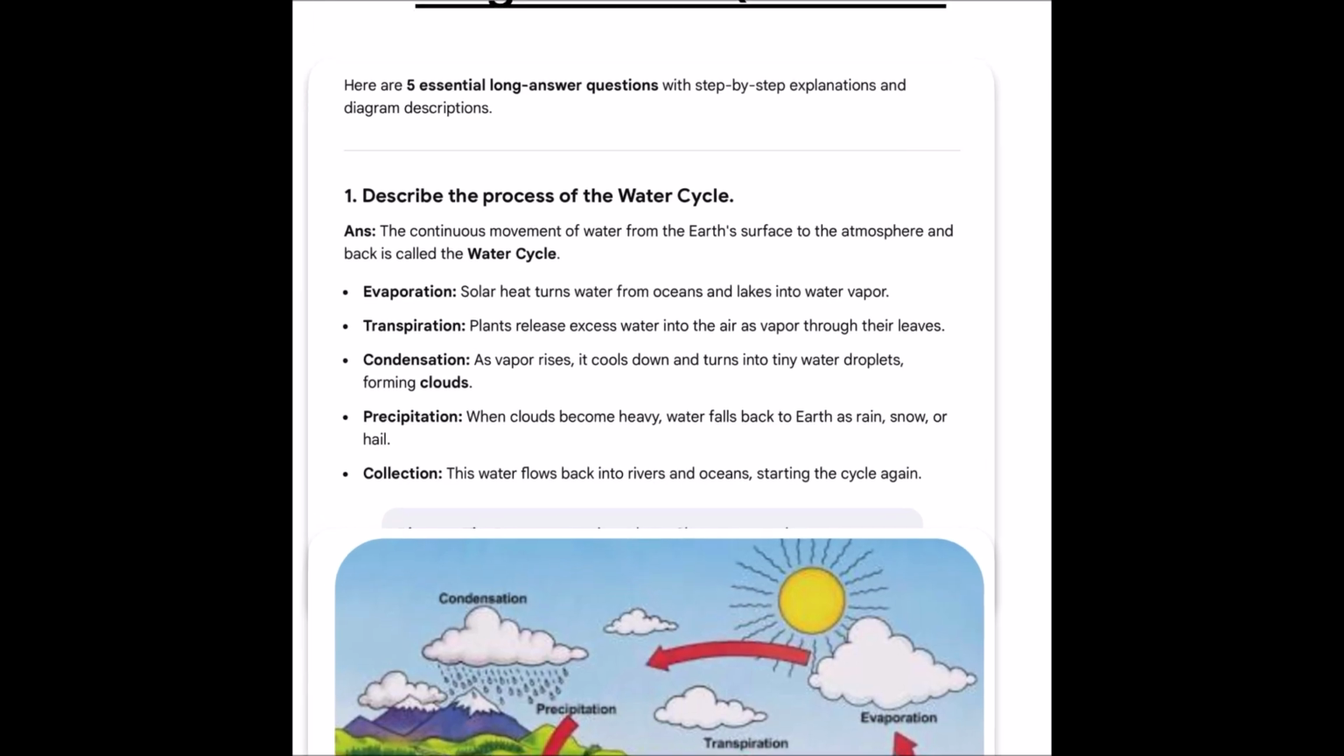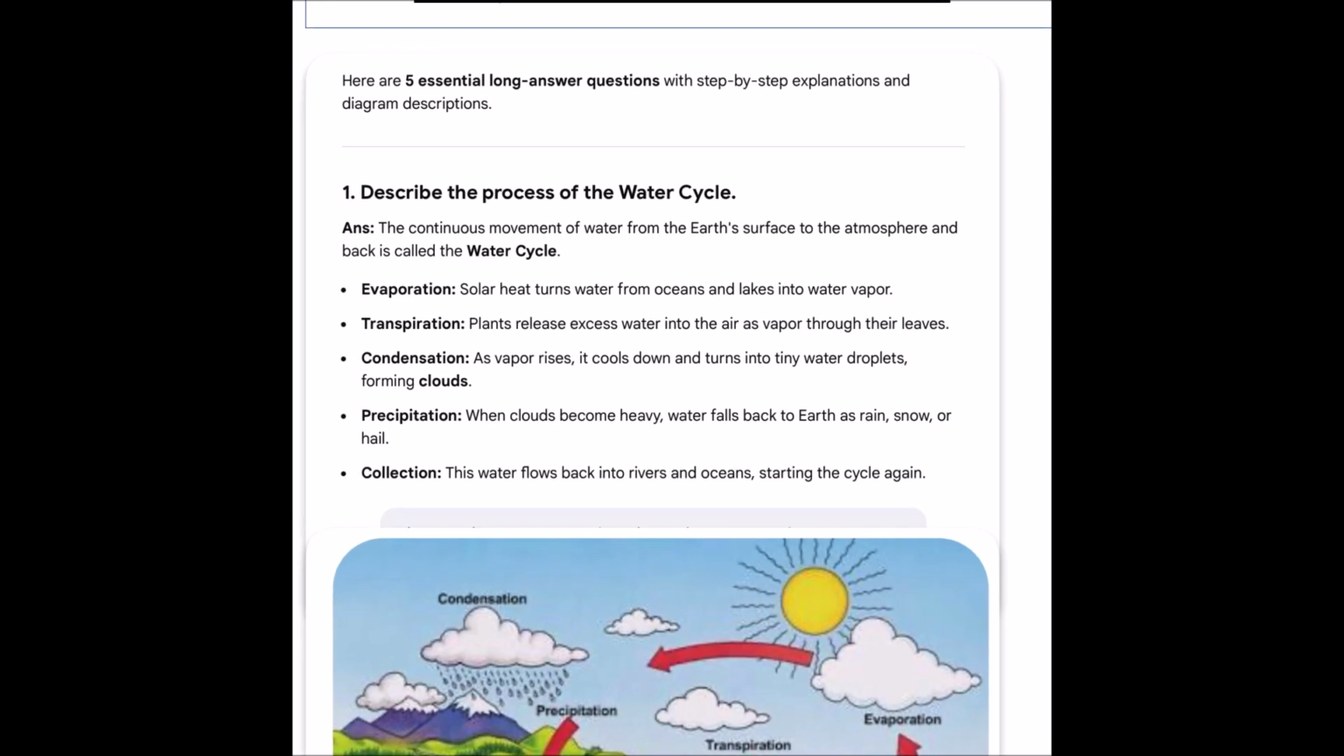So the answer is the continuous movement of water from the earth's surface to the atmosphere and back is called the water cycle. As the name suggests, it is a cycle. So water will go to the atmosphere and will come back to the earth's surface. This is the cycle which keeps on repeating.